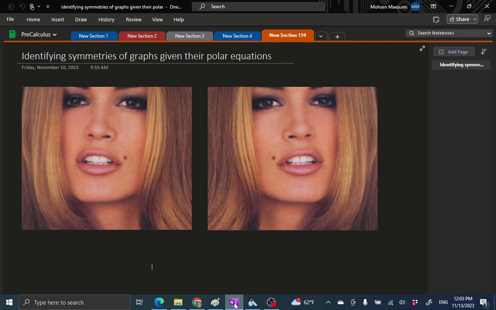Hi, welcome to Precalculus. Today's topic is identifying symmetries of graphs given their polar equations. You have seen this topic before in college algebra when you looked at equations and wanted to figure out if the graph is symmetric with respect to the x-axis, y-axis, or the origin. We are going to look at essentially the same kind of question, but in the context of polar equations.